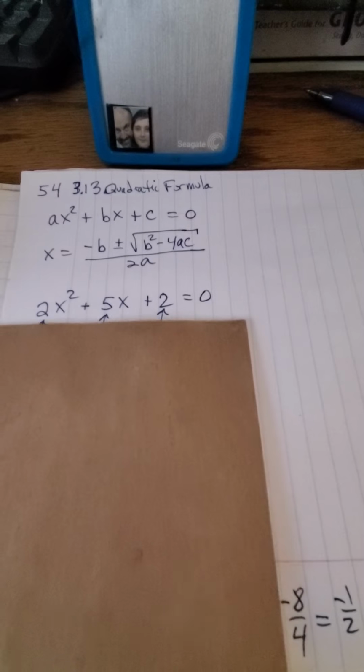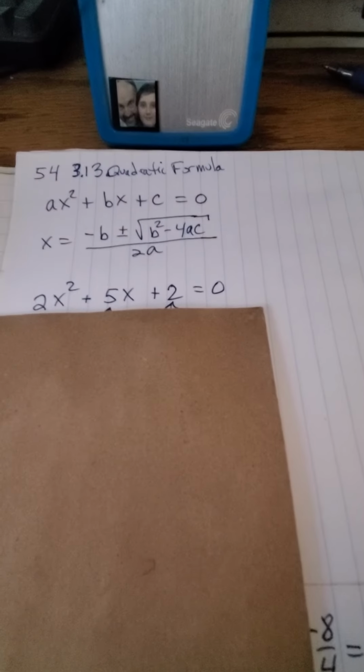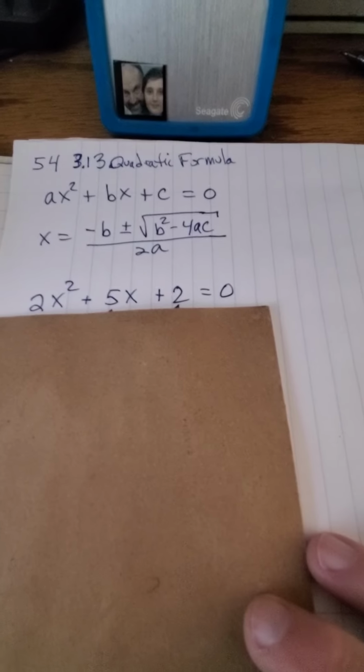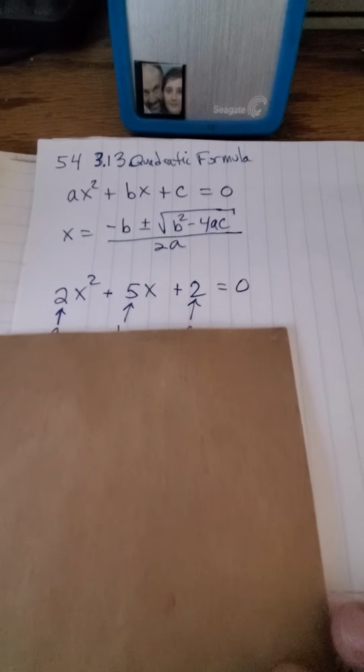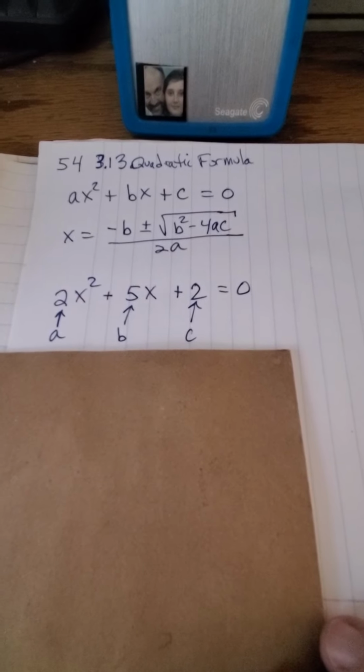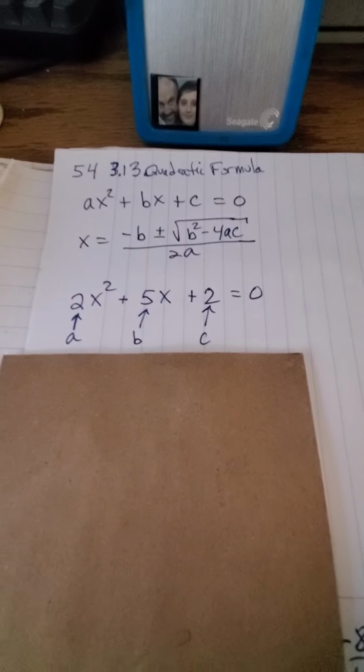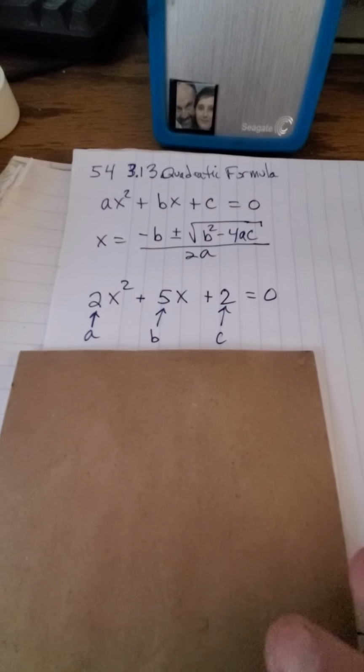Let's do an example of the quadratic formula. If we have a quadratic equation, 2x squared plus 5x plus 2 equals 0, well, first what we have to do is identify what's the a, what's the b, what's the c, and that's it. A is the number in front of the x squared, b is the number in front of the x, and c is the regular constant.